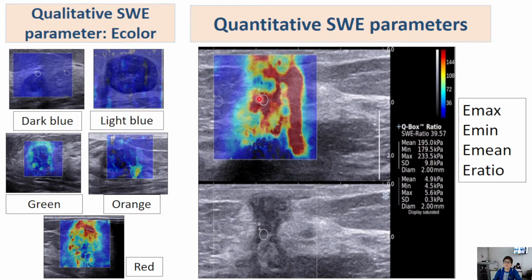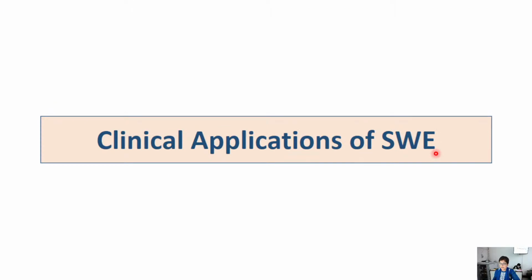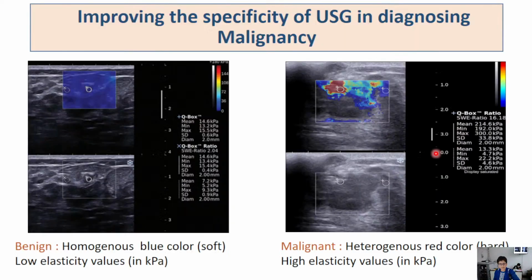So we place a region of interest, that is the ROI box, over the area of the hardness which we are seeing, and we get a quantitative value, and that gives us a quantitative evaluation of the likelihood of malignancy in that lesion. What are the clinical applications of shear wave elastography?